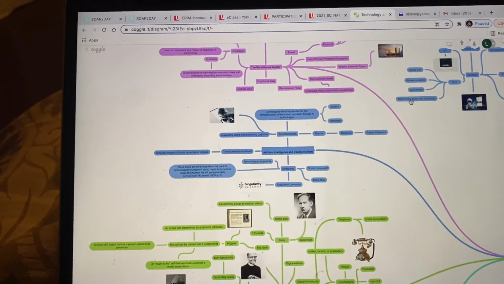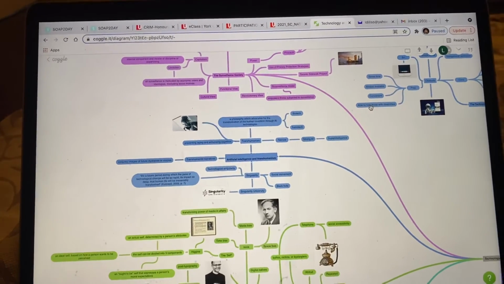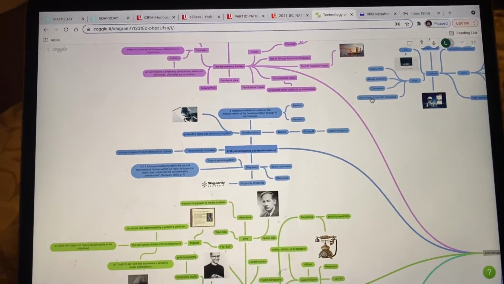The next topic listed is artificial intelligence and transhumanism. I mentioned and defined the term transhumanism, as well as mentioning the concept of singularity.